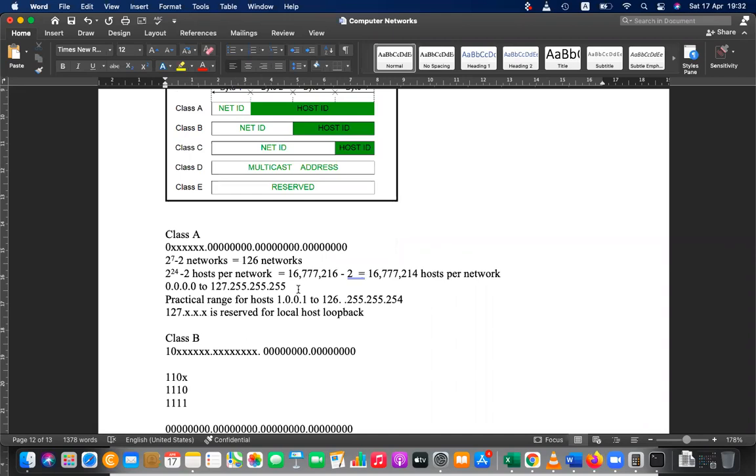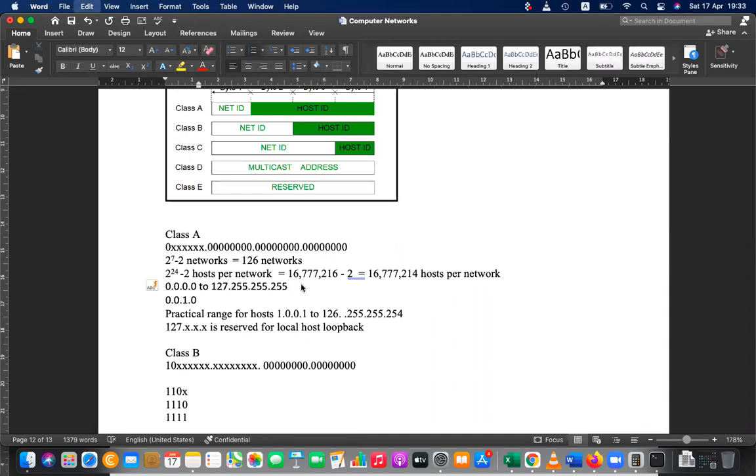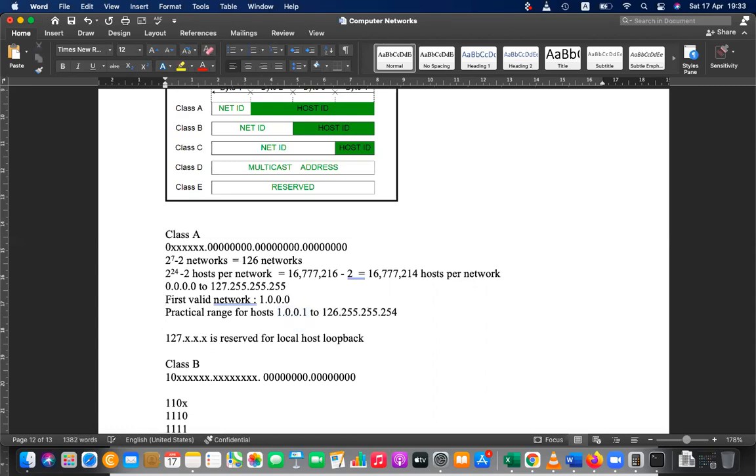Okay. What is the first valid network? Can you use 0.0.0.0 as a network? No. The first valid network is 1.0.0.0. The first valid host IP will be 1.0.0.1. The last valid host IP will be 126.255.255.255. And this is the range. These are very important things.